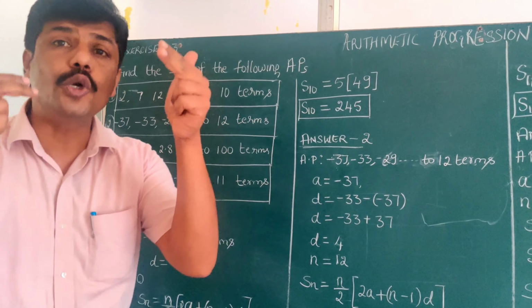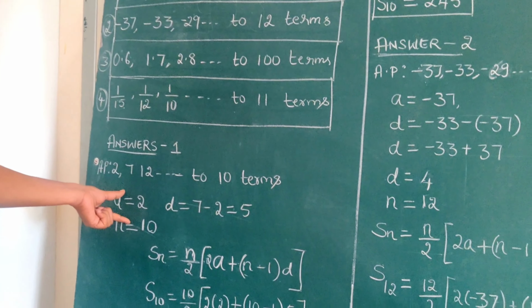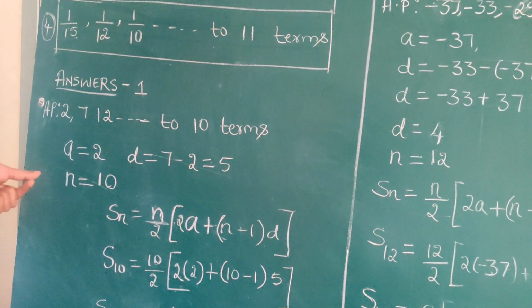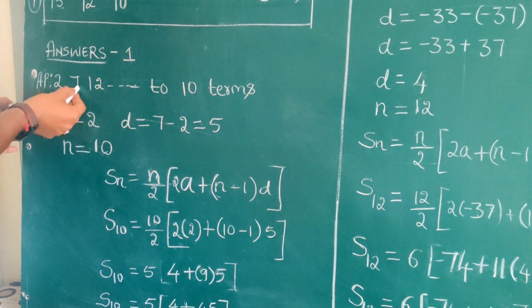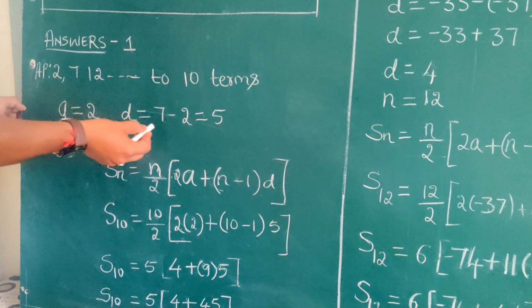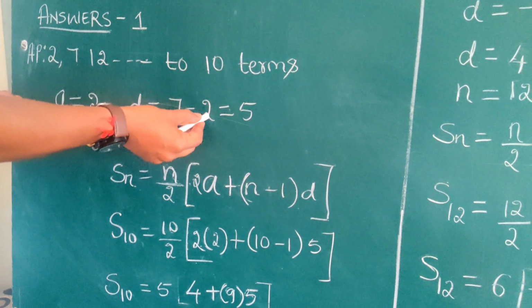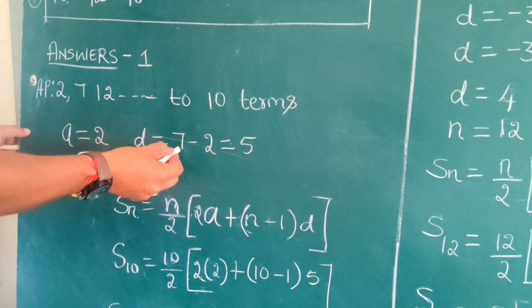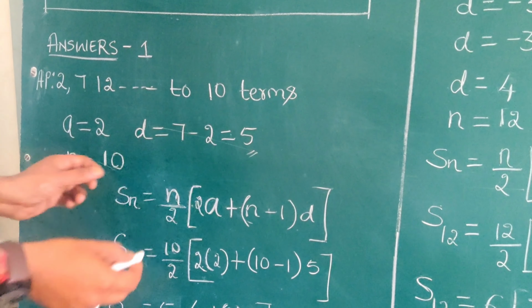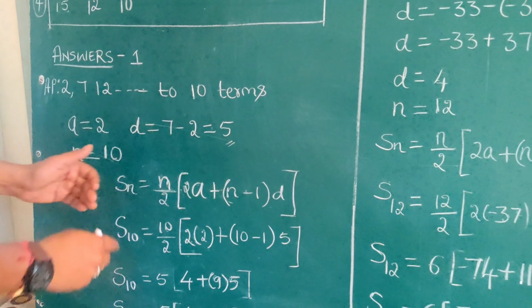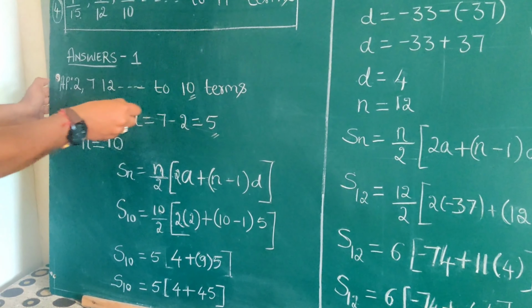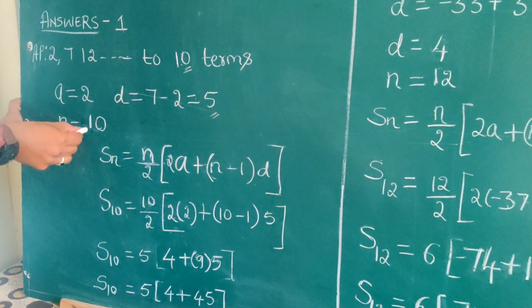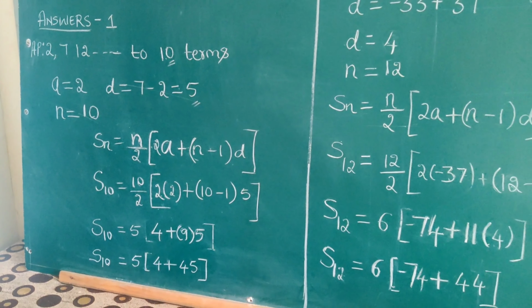What is the first term? First term is 2. We have got the first term from this problem. Now what is the common difference? Common difference as usual, second term minus first term. Second term is 7 and first term is 2. So 7 minus 2 is 5. We have got common difference 5. Then how many terms do you have to add? 10 terms you have to add. So therefore n value becomes 10. So 3 parameters you got.